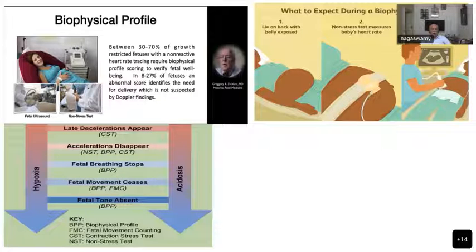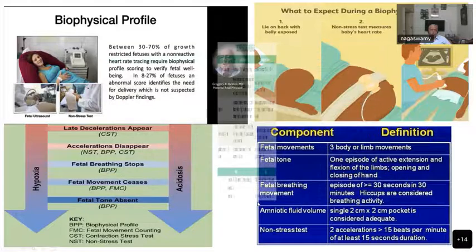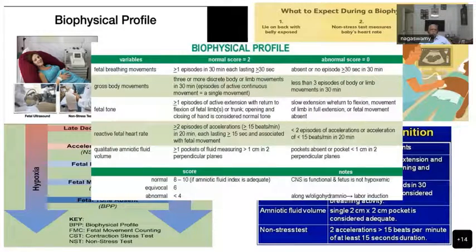And this is what you try to find out. This is what he said about the components and the definition. So fetal movements, fetal tone, fetal breathing movement, amniotic fluid volume, and non-stress test, all these 5 things are measured or observed in the biophysical profile. And this is the explanation for all that, and this is the scoring that you will get finally.